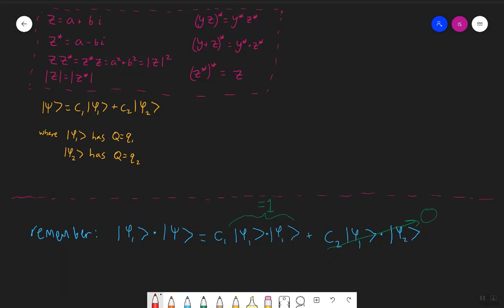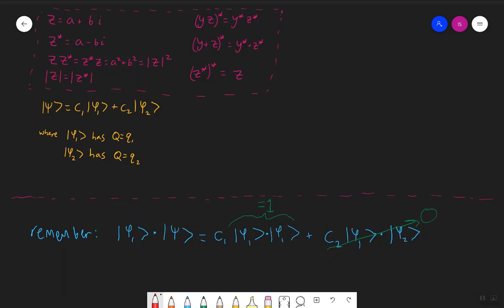Hey guys, so in this video we will be adding the concept of complex numbers to our idea of a Hilbert space that we have developed in the last few videos. So the first thing I want to point out are these identities of complex numbers. I've got 7 of them up at the top left.